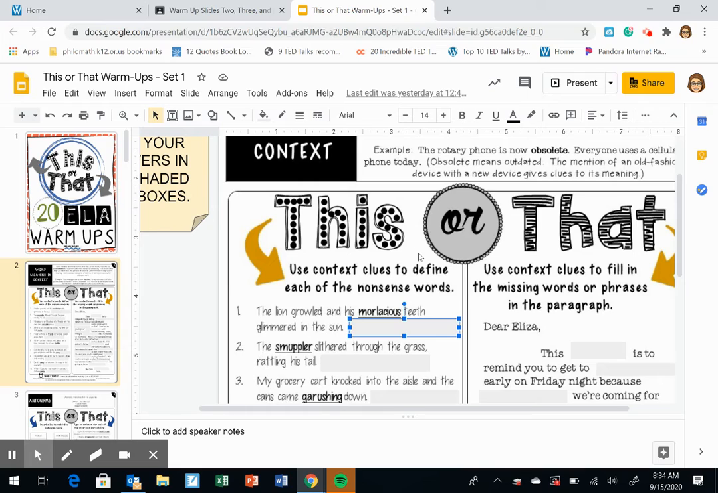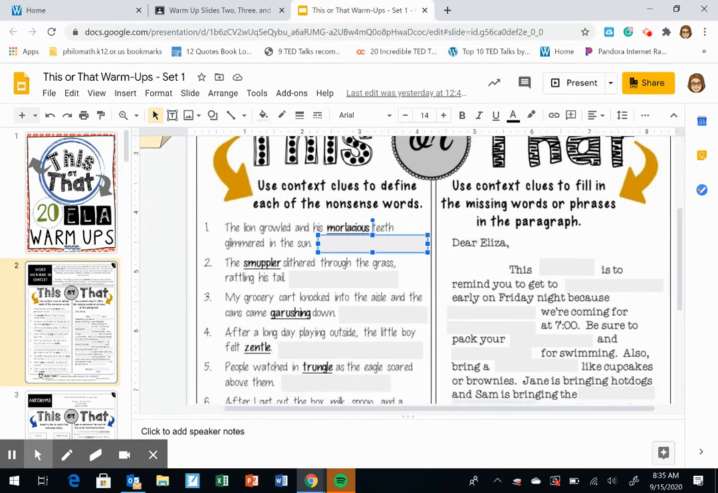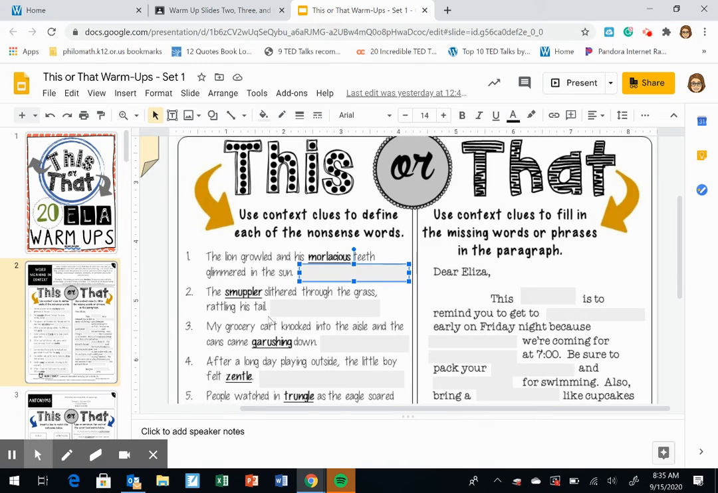All right, so for this, you have to do this or that. You don't have to do both sides. You pick one half of it to do. So this one, these are all nonsense words on the this. That sounds funny, huh? The this. And so you're going to try to figure out what the nonsense word could possibly mean by using context clues. You can even do context with nonsense words. So the lion growled and his molaracious teeth glimmered in the sun. So molaracious, and these lion teeth are glimmering. That just sounds to me like they're huge or sharp. I'm going to go ahead and go with huge. I think the molaracious might mean huge teeth. And again, this is a nonsense word, so you can't look these up.